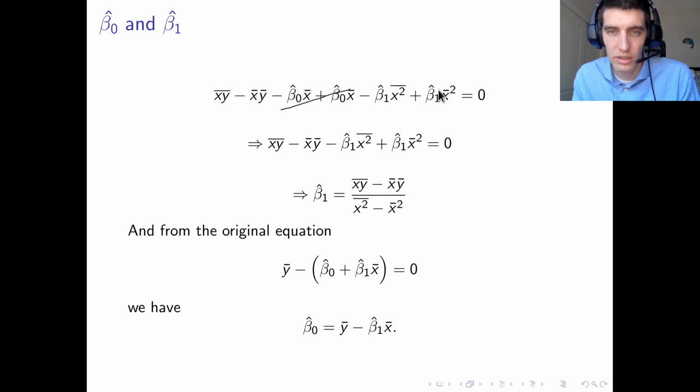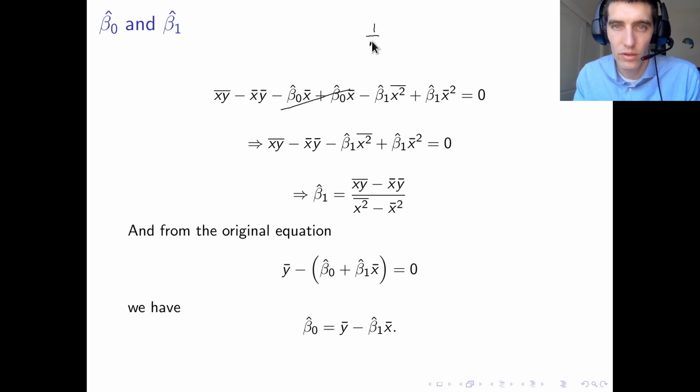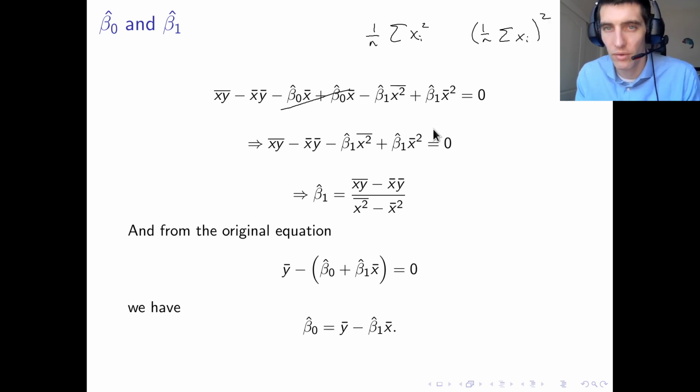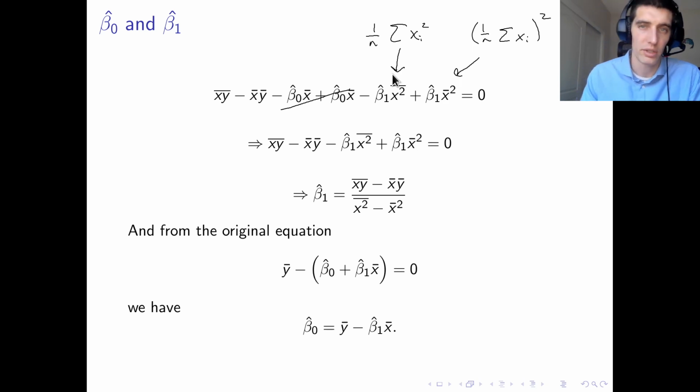Okay. Note that these are actually different: x squared bar and x bar squared. Right. So x squared bar is 1 over n sum xi squared. This is the sample mean of the squares. Okay. This term is the square of the sample mean. So these terms are actually different. But that's what the sample mean notation is doing.